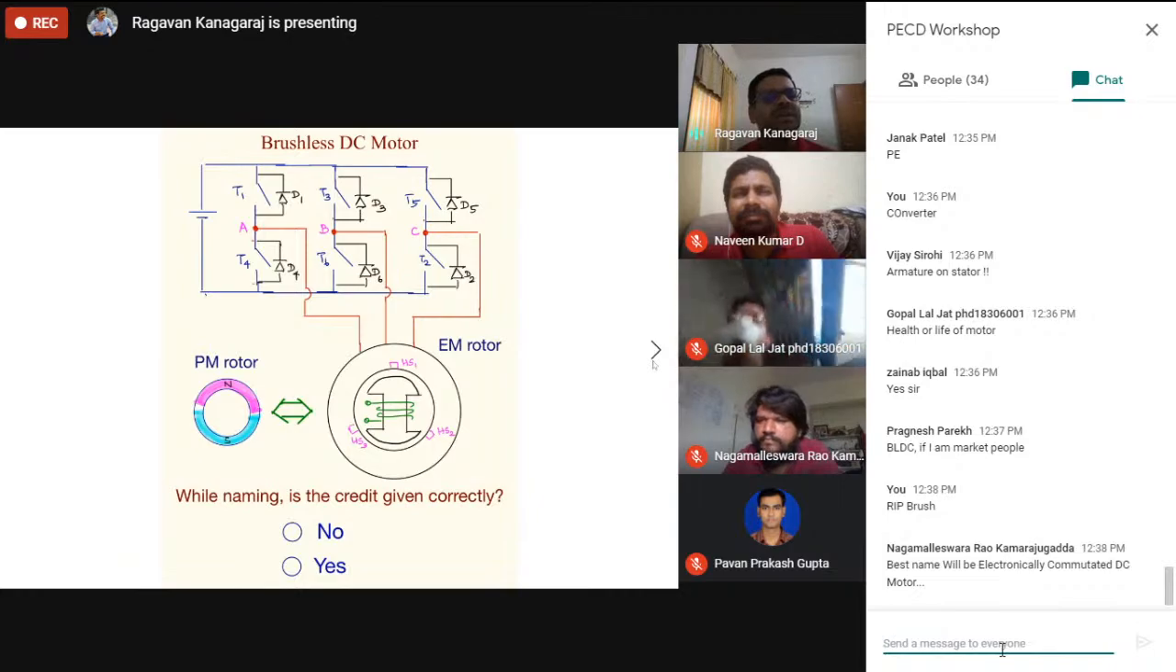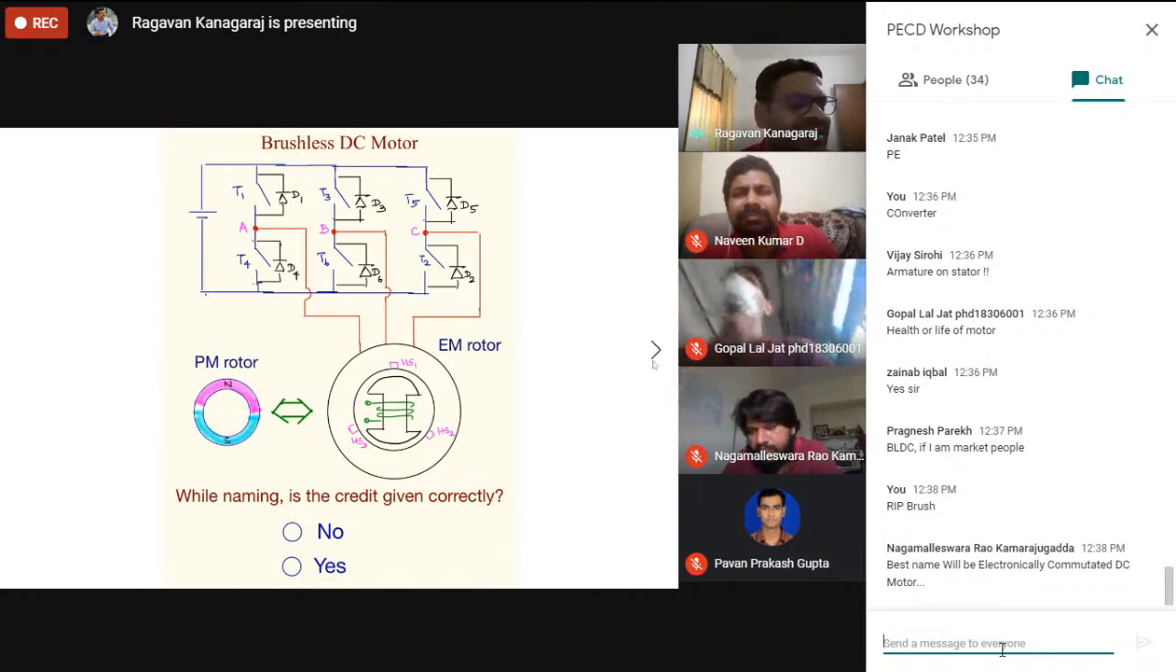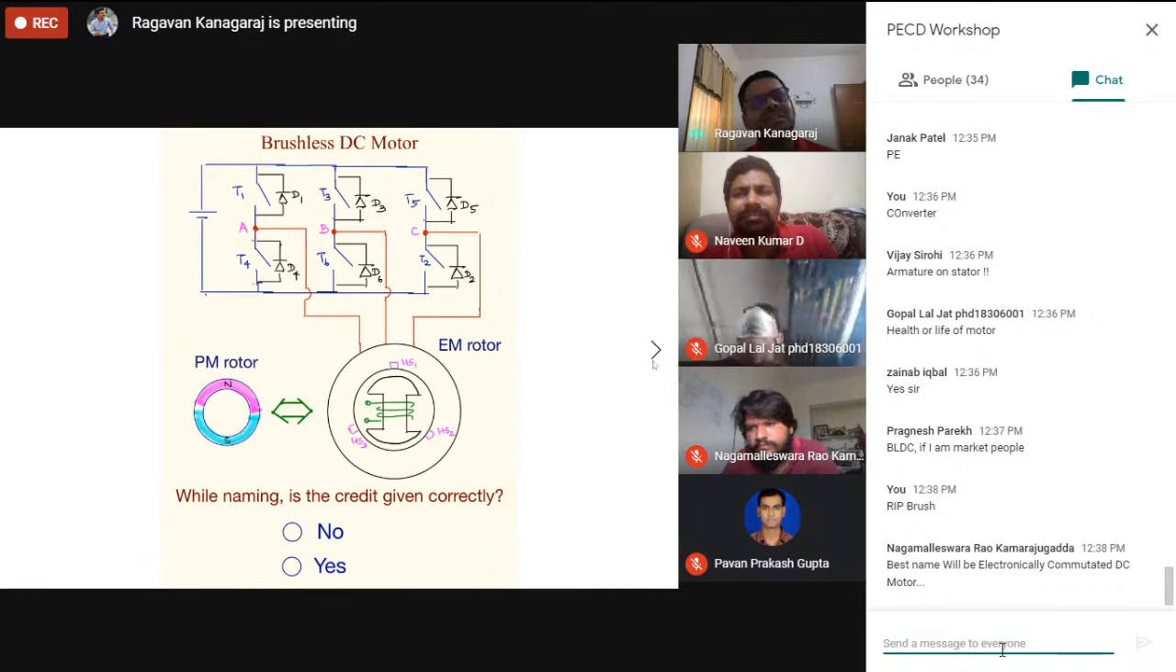The problem is with the commutator, because the commutator is not a continuously conducting cylinder. There is insulation between two consecutive segments, and a current interruption happens. So by the end of the session, I will ask you the same question. Please tell, brushes are innocent. We don't want to eliminate the brushes at all. We want to move away from the mechanical commutator. That's all we want. But in all the books, it's written as BLDC motor. BLDC motor is great.